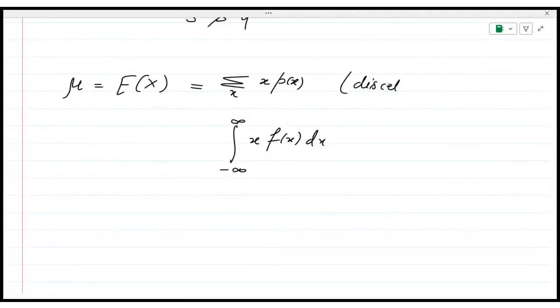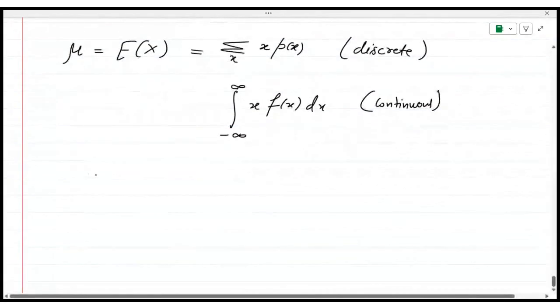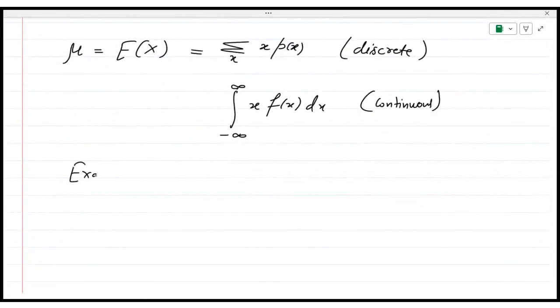This formula is for discrete, and the second one is for continuous. Okay, let us understand its applicability or application. So for example, we have done this experiment of rolling a dice, right?